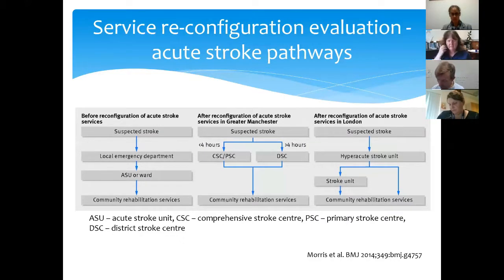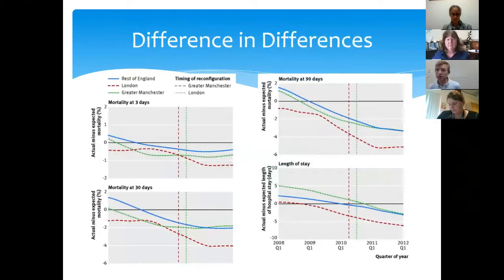diagnosis. But in terms of the evaluation, they used what was called a difference in differences approach, and these figures illustrate the effects of the different reconfigurations quite nicely. So you've got 4 outcomes, so mortality at different days, 3 days, 30 days, 90 days post-admission. And what these figures are showing are the change in those outcomes over time.